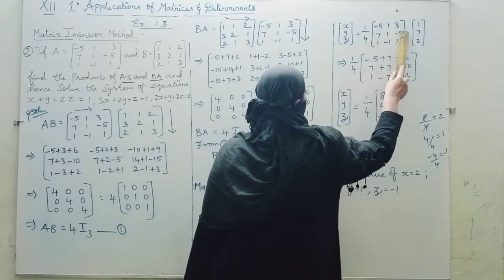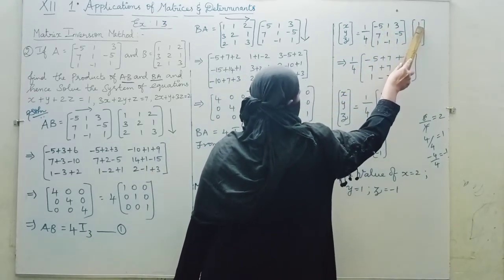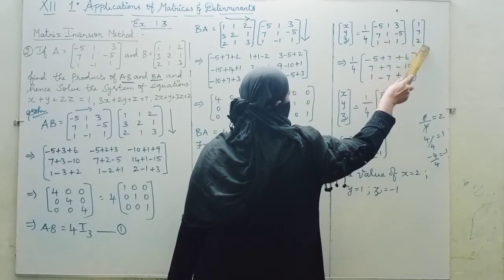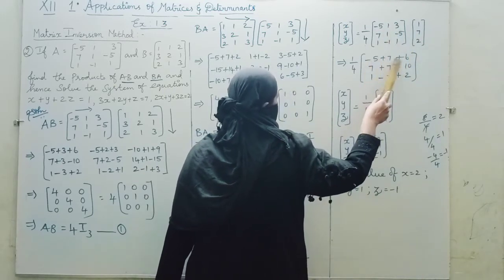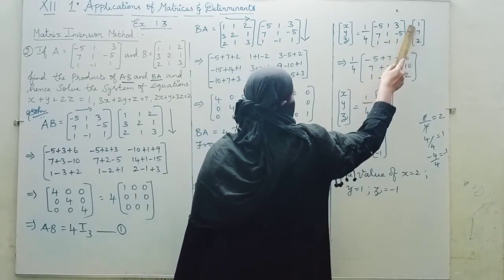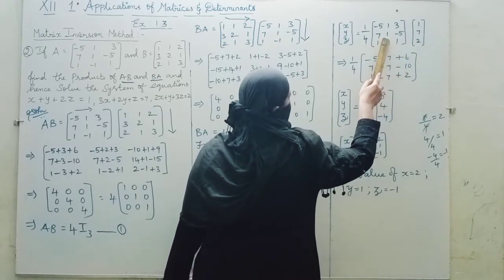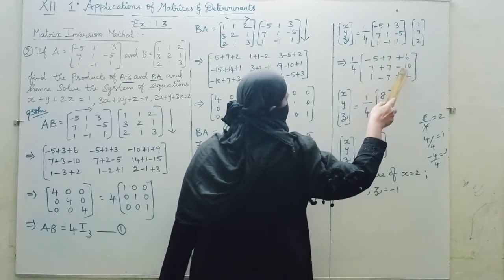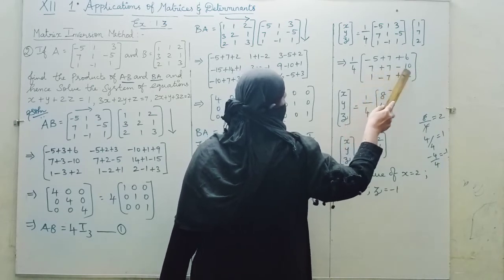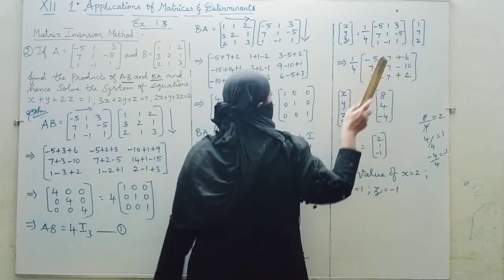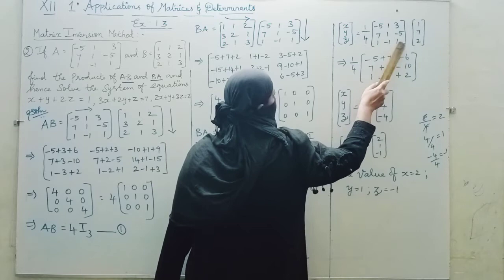And then this row, this column. So multiply means -5, 7, 6. -5 plus 7 plus 6. Next one, 7 plus 7. 5 2s are 10, -10. So 7 plus 7 minus 10. Next one, 1 into 1 is 1, -7 plus 2.